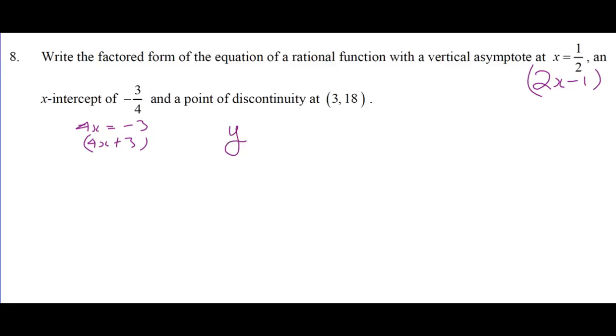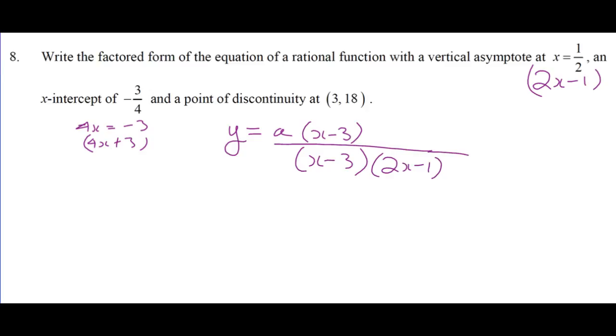Okay, so we got y equals a. Got a point of discontinuity at 3, so there's a factor of x minus 3. Since it's a point of discontinuity, it's also up top, right? It's also in the numerator. We have an asymptote at x equals a half, so there's a factor of 2x minus 1, and we have an x-intercept of negative 3/4, which gives us a factor here of 4x plus 3. Okay, we cross these guys off.